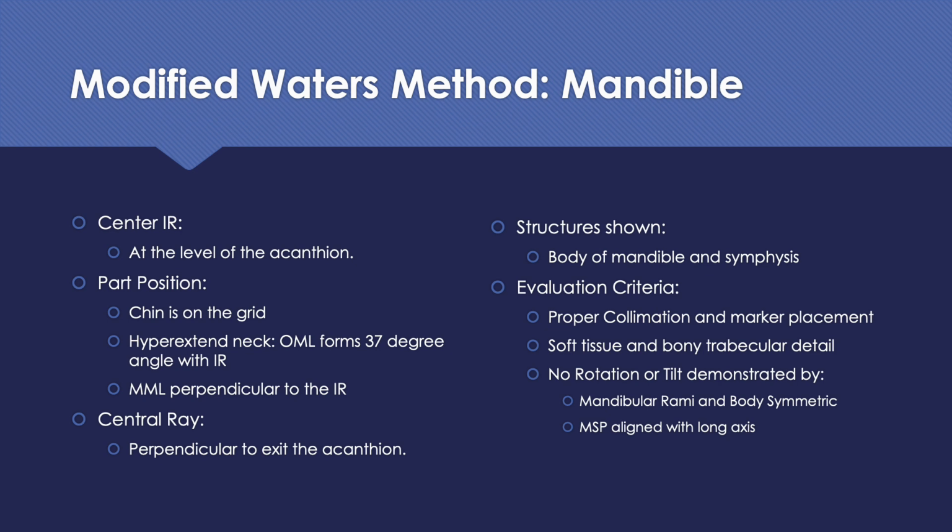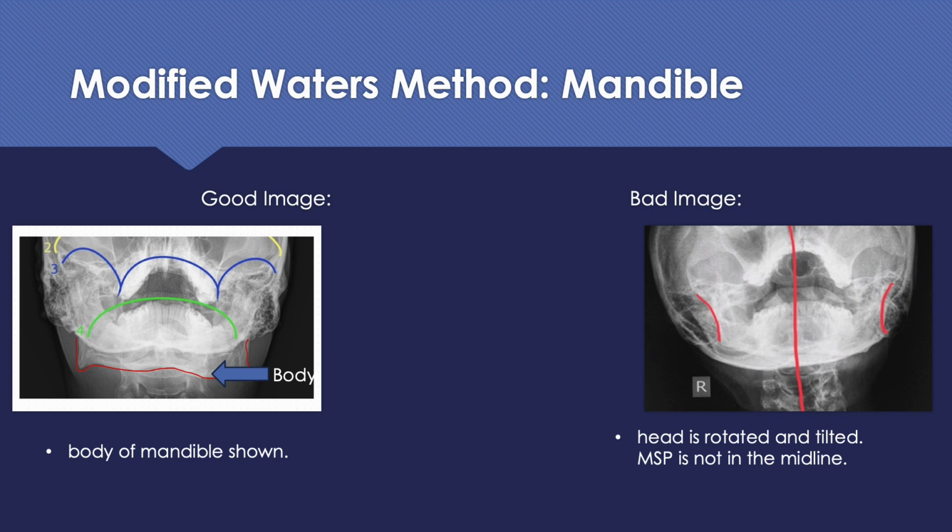For structures shown, we will see the body of the mandible and symphysis. For evaluation criteria, we will have proper collimation and marker placement, as well as very good detail. So we will have no rotation or tilt demonstrated by the rami. The rami and the bodies are symmetric, as well as the mid-sagittal plane aligned with the long axis. Here are images to follow the modified Waters method of the mandible.